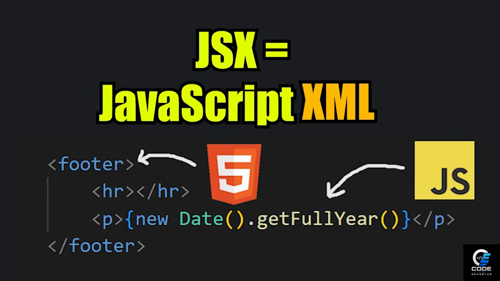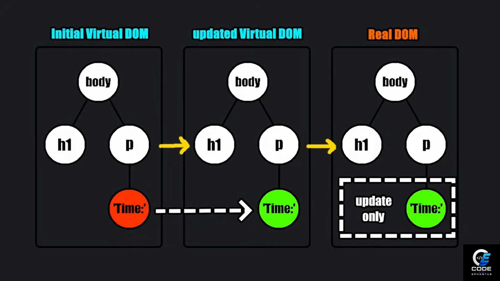JSX allows you to write HTML-like code within your JavaScript files. React also utilizes a virtual DOM. It's a lightweight version of the real DOM of a web page. We can keep track of any changes made to the virtual DOM and only apply that specific change to the real DOM without needing to refresh the entire web page. Only that specific section. This reduces rendering performance overhead.